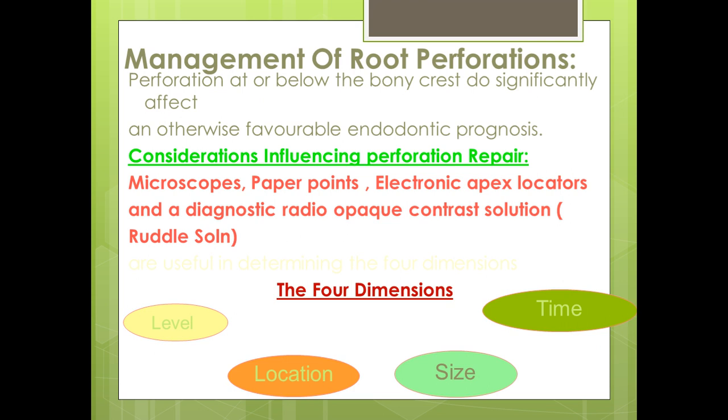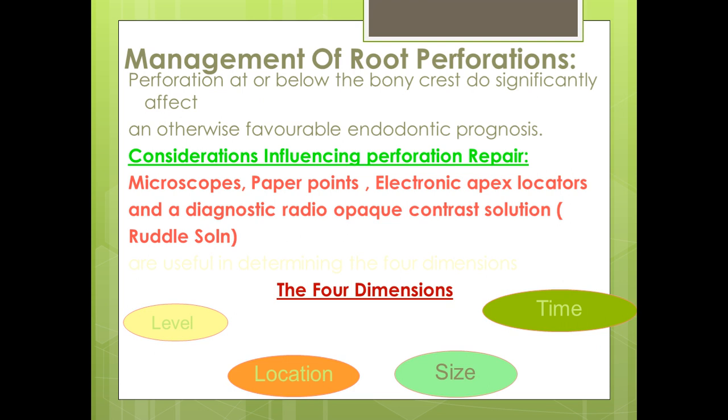Lemon in 1992 gave the internal matrix concept for the repair of inaccessible strip perforations using a microsurgical instrumentation technique. Here the matrix will be a material that is biocompatible, sterile, easy to manipulate, and stimulates osteogenesis. So we place the matrix, then from inside you place the repair material. This is the internal matrix technique.